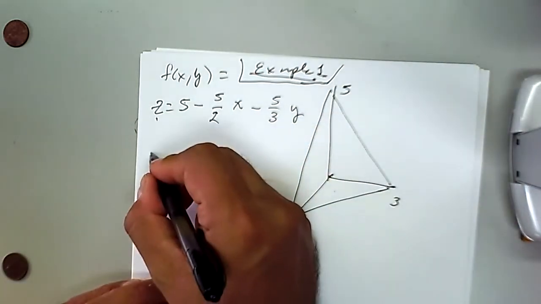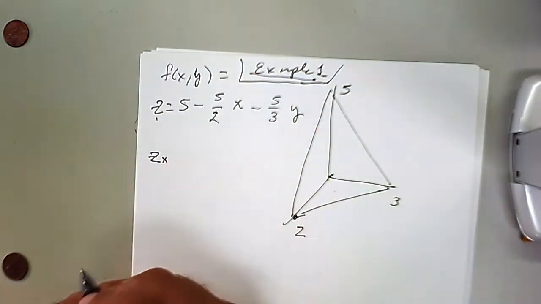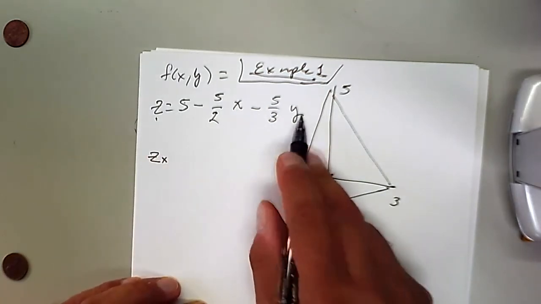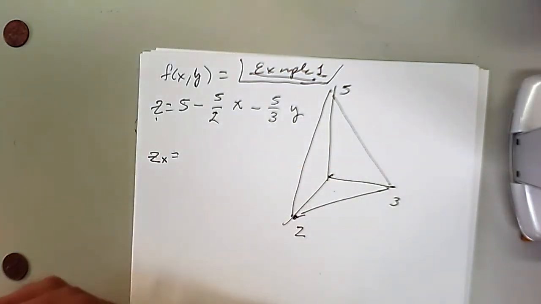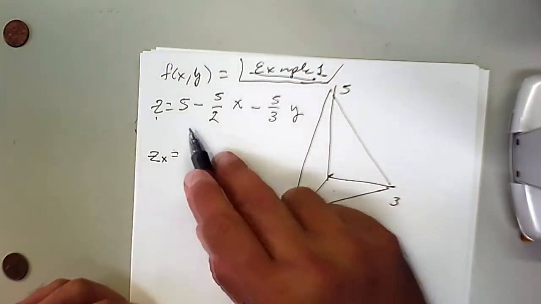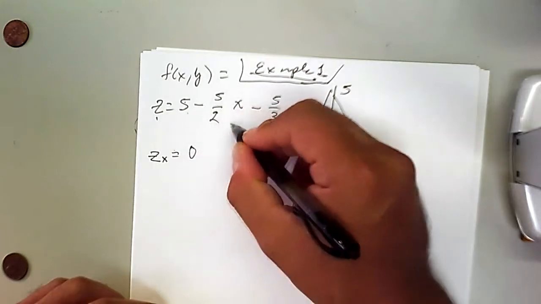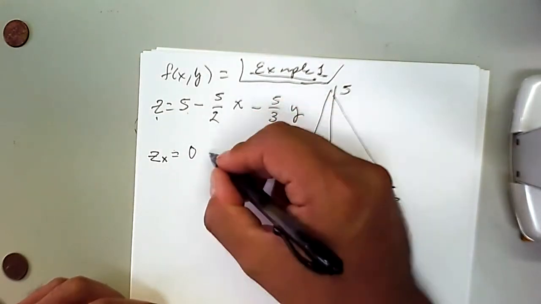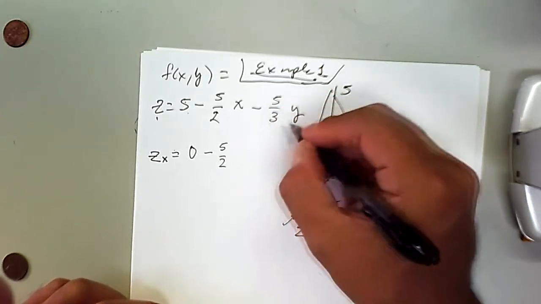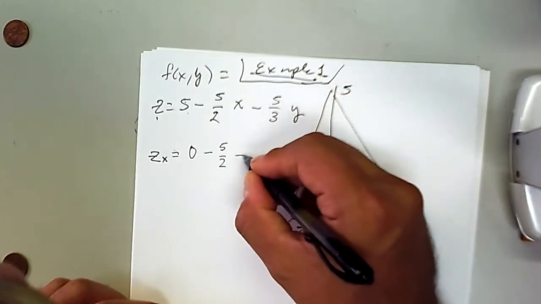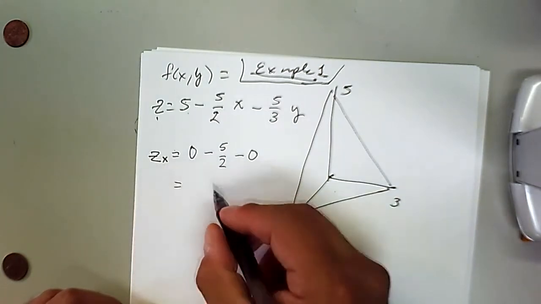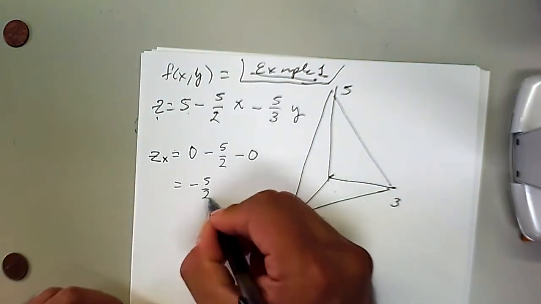And the partial derivative, which is going to be denoted for now as z sub x, smaller x, means find the derivative of this, assuming that y is constant. So pretend y is constant. So the derivative of 5 is 0. Derivative of negative 5 halves x is negative 5 halves, no x. Derivative of this, we're assuming that is constant, so we end up with 0. So the partial derivative of z with respect to x is negative 5 over 2.